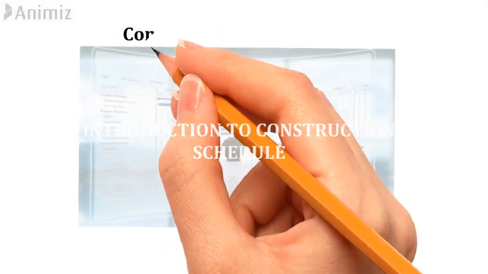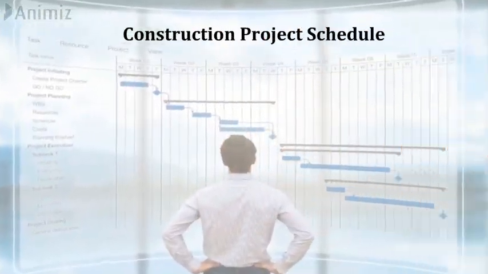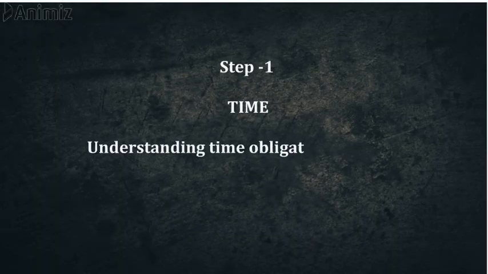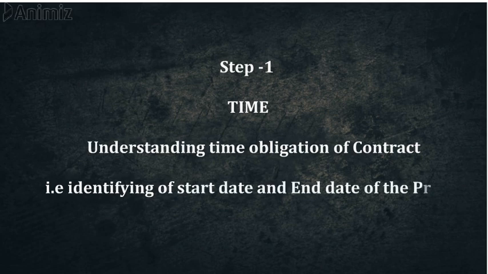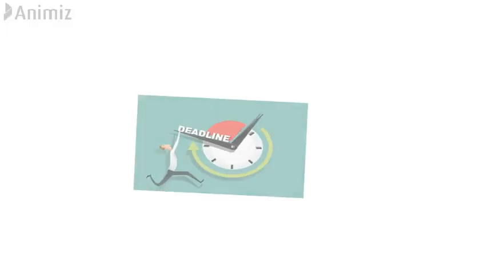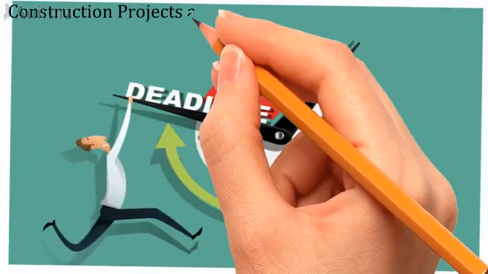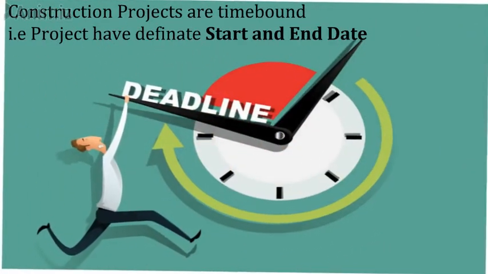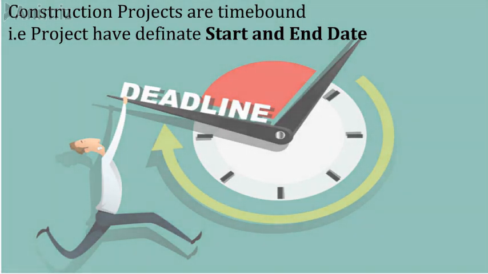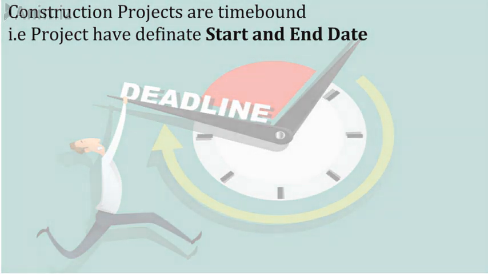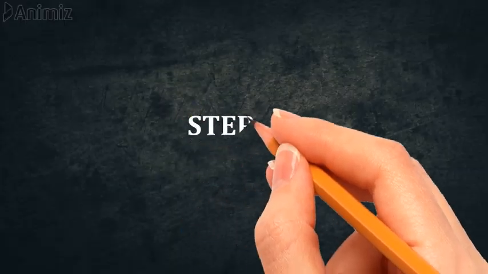Let us begin to understand construction project schedule. So step 1 is to understand the time obligation of the contract, that is, identifying the start and the end date of the project. Any project is time bound. They have a definite start and end date, and we have to plan the entire work within this duration.